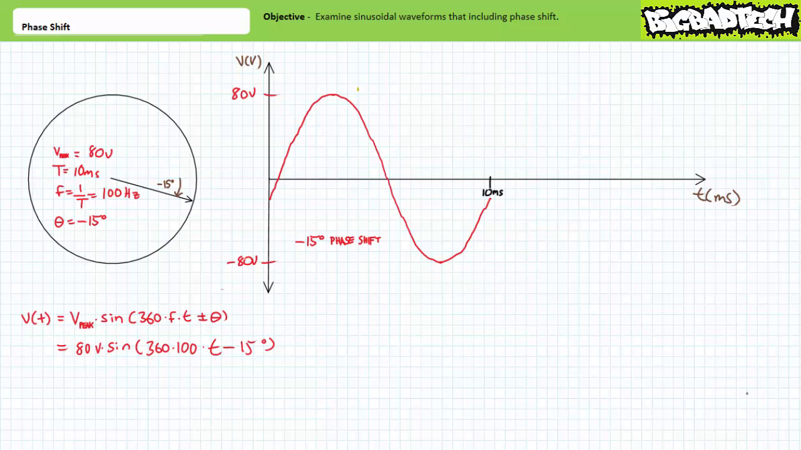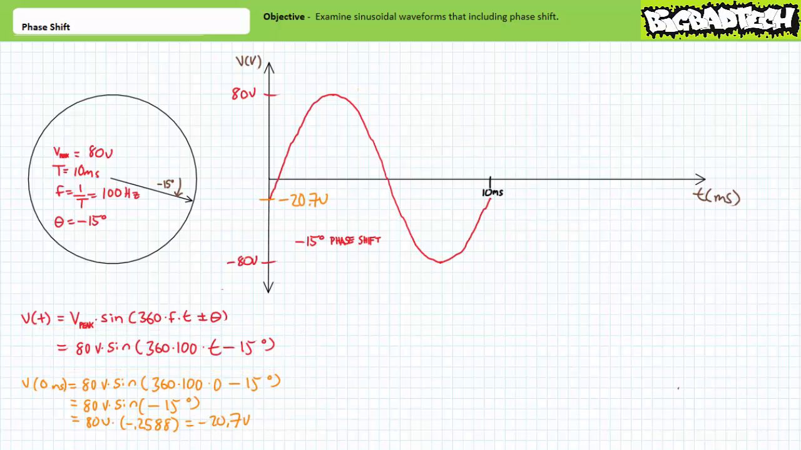A 10 millisecond period corresponds to a frequency of 100 Hz. The time-variant expression resolves itself into V of t equals 80 volts times the sine of 360 times 100 times the time of interest minus 15 degrees.